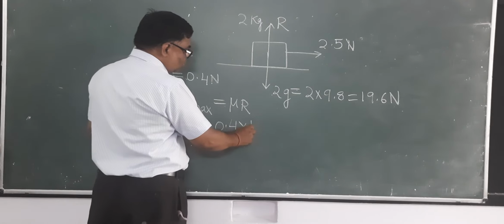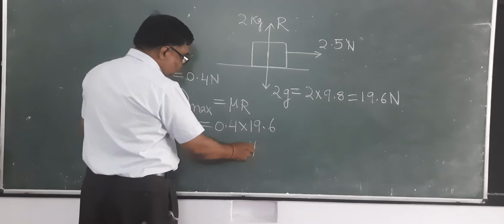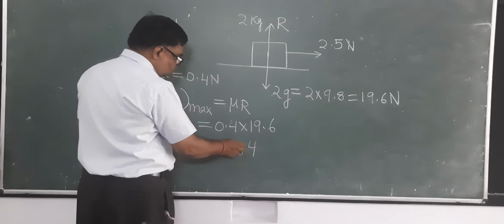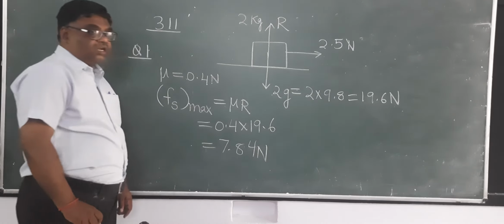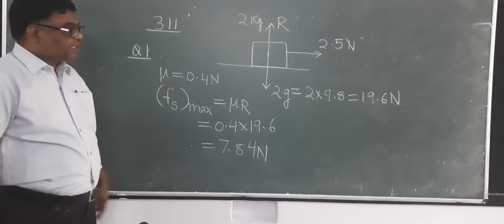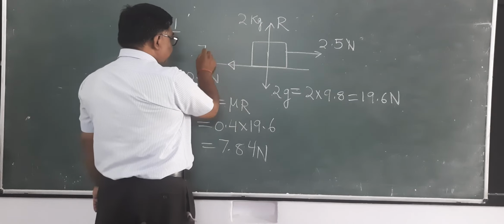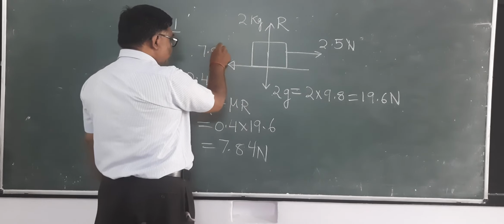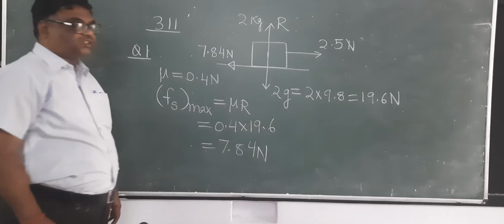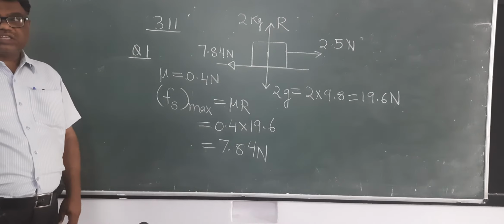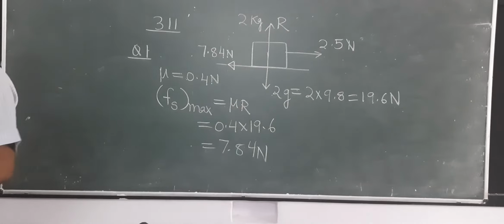So what is mu here? 0.4 into 19.6 equals 7.84 Newton. Now all of you see here. What is the maximum value of the static frictional force, the limiting friction? It is 7.84 Newton. So will it move under the influence of this force? No. It's clear.